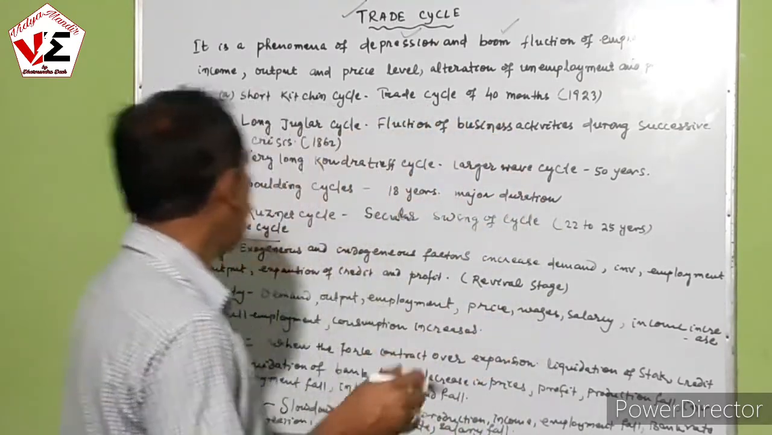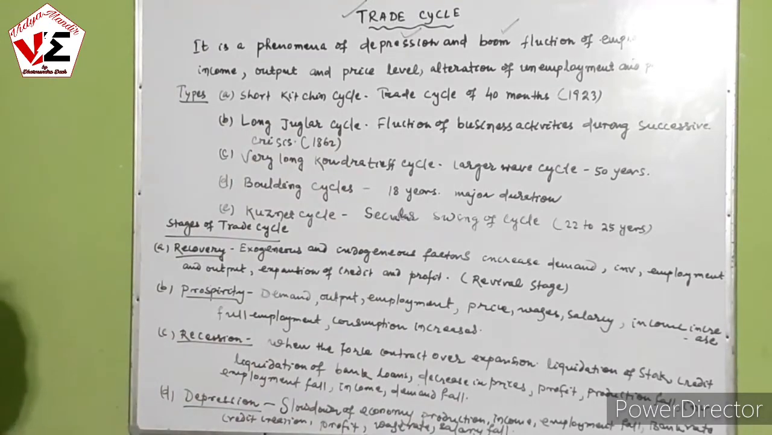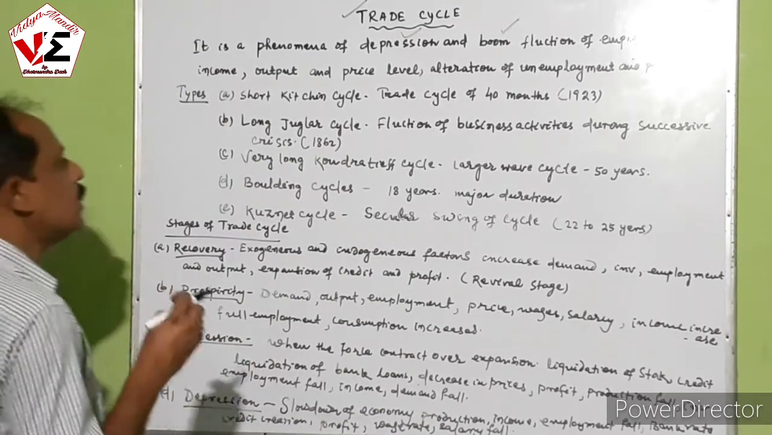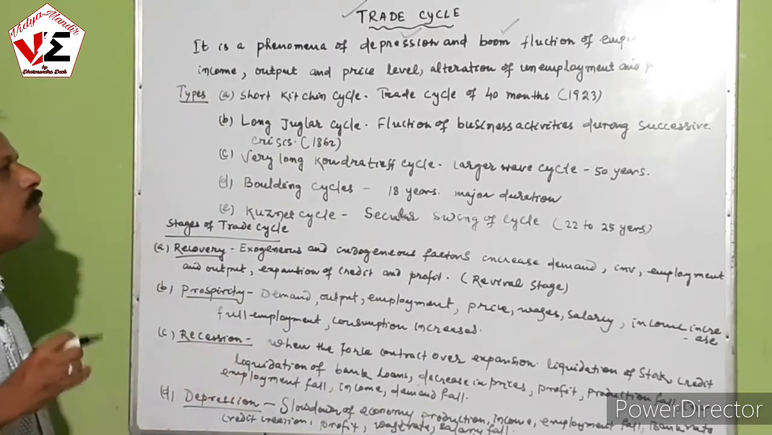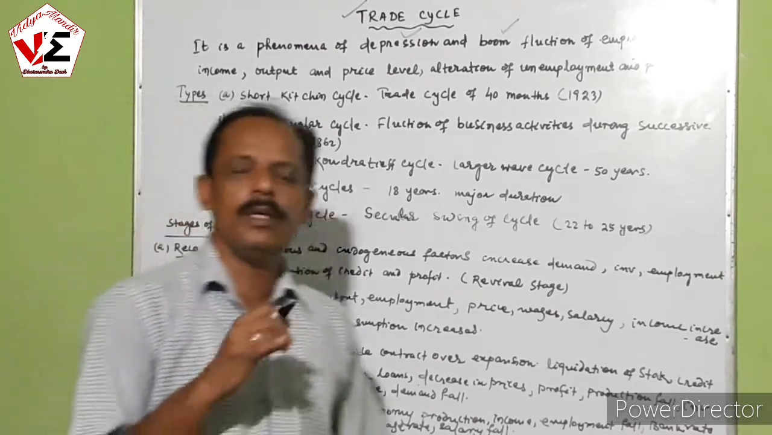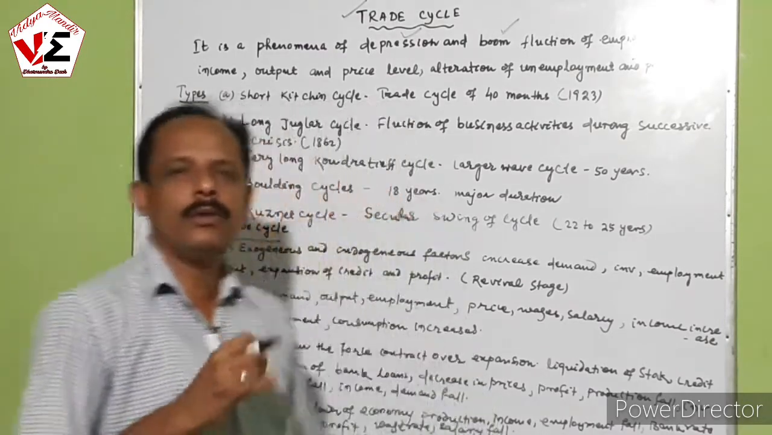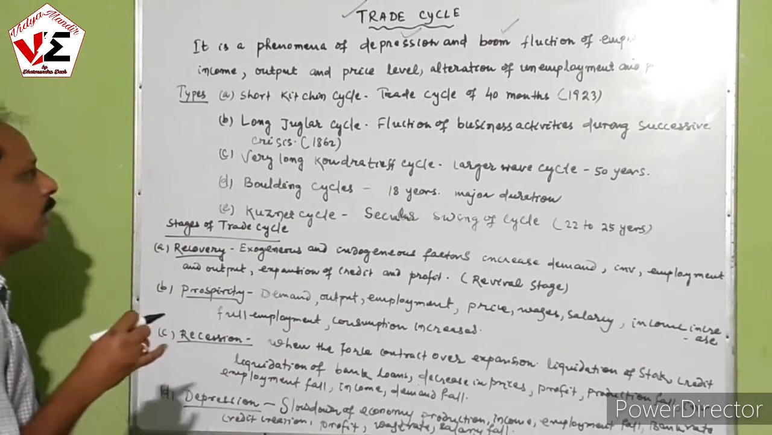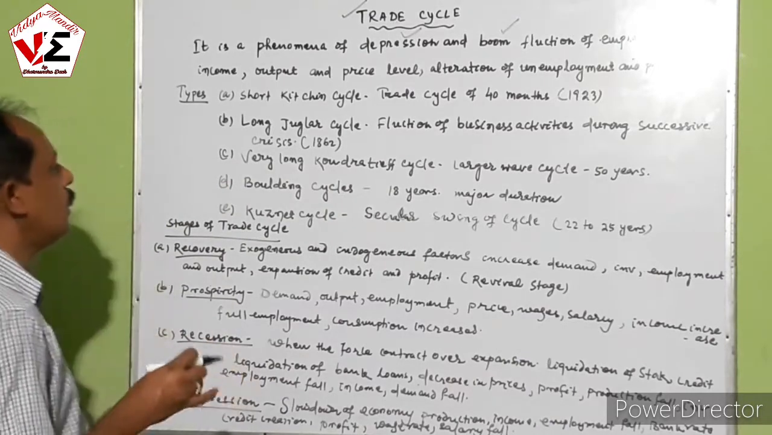Let us discuss how many types of trade cycle there are. First, the professor Kitchin gave the short trade cycle, the Kitchin trade cycle. That's a trade cycle of 40 months, given in 1923. And Kitchin trade cycle is a very short trade cycle, of 40 months.